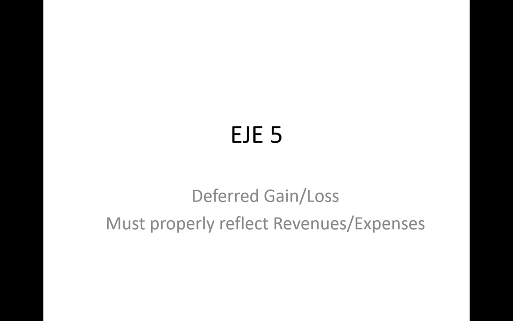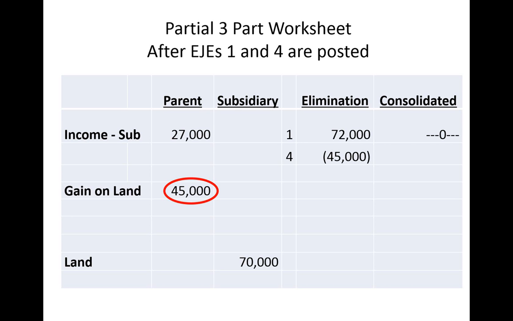So that leaves us with the last EJE of interest, the unrealized gain or loss, or the deferred gain or loss. The three-part worksheet gives us a really clear picture of where we stand at this point. Included in the parent's income from sub, $27,000, were two amounts: the sub's net income and the deferred gain. And we've eliminated that with EJE 1 and 4. But in the process, the parent still has on their records a gain on sale of land of $45,000.